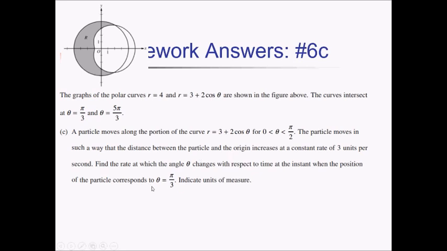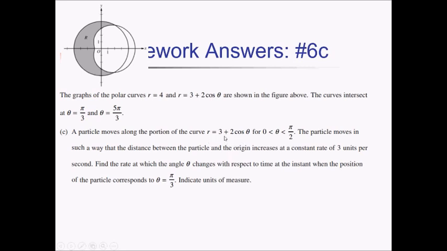So we've got one rate of change, we've got an instant value, and we're looking for another rate of change. This is a related rates kind of problem. If we're doing a related rates problem, it means at some point we need to implicitly differentiate some equation that ties everything together. So what equation should we use? Well, they gave it to us right up here: the curve r equals 3 plus 2 cosine of theta.